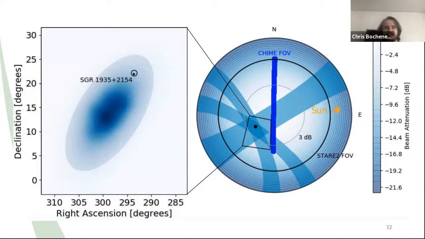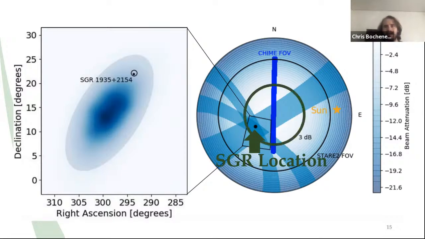So this figure sets the scene for this burst. On the right here, we have the sky at altitude and azimuth at Owens Valley. And these three arcs here correspond to a single STAR 2 baseline's localization region. And you can see that the localization is consistent with the known magnetar 1935+2154. And furthermore, that this event happened comfortably within our field of view and even within the 3 dB beam width of our field of view.